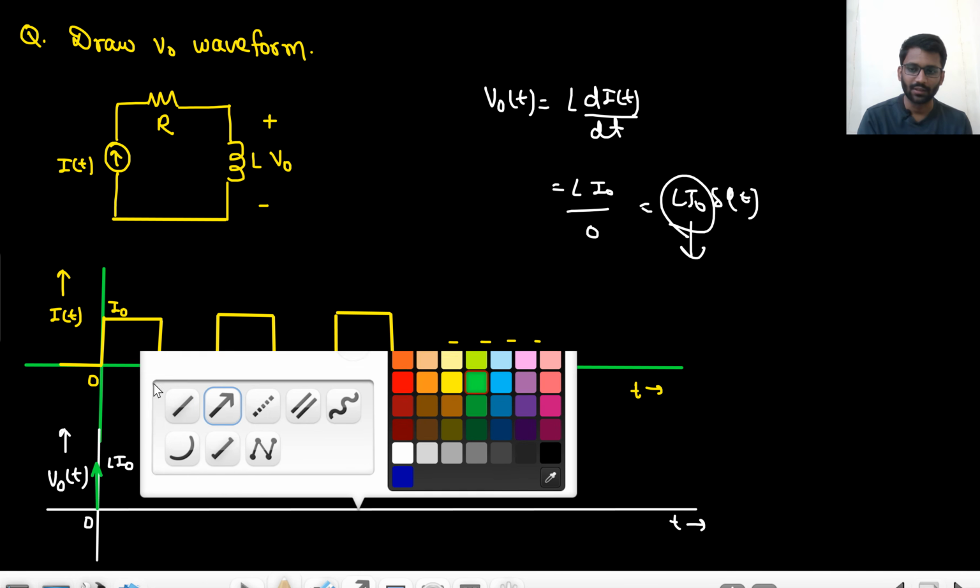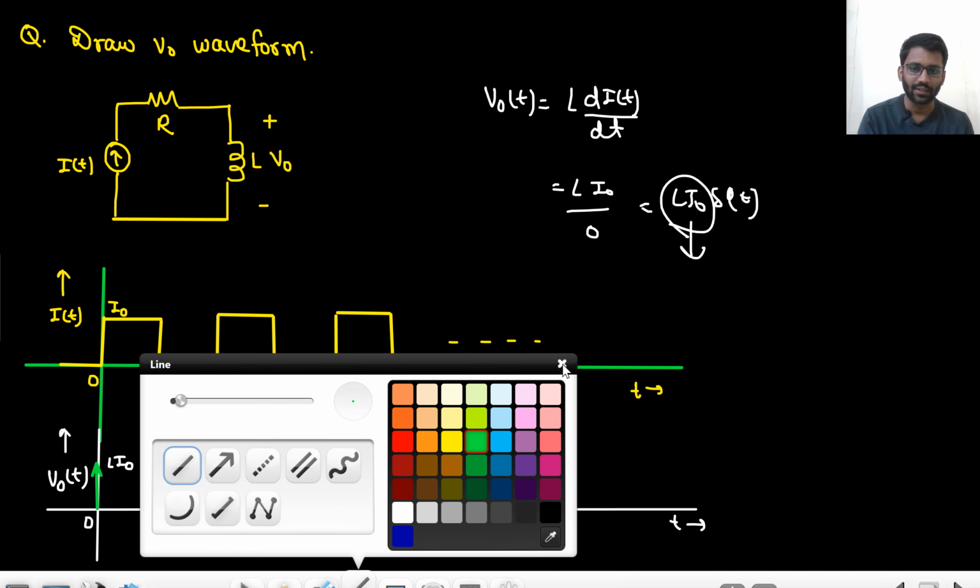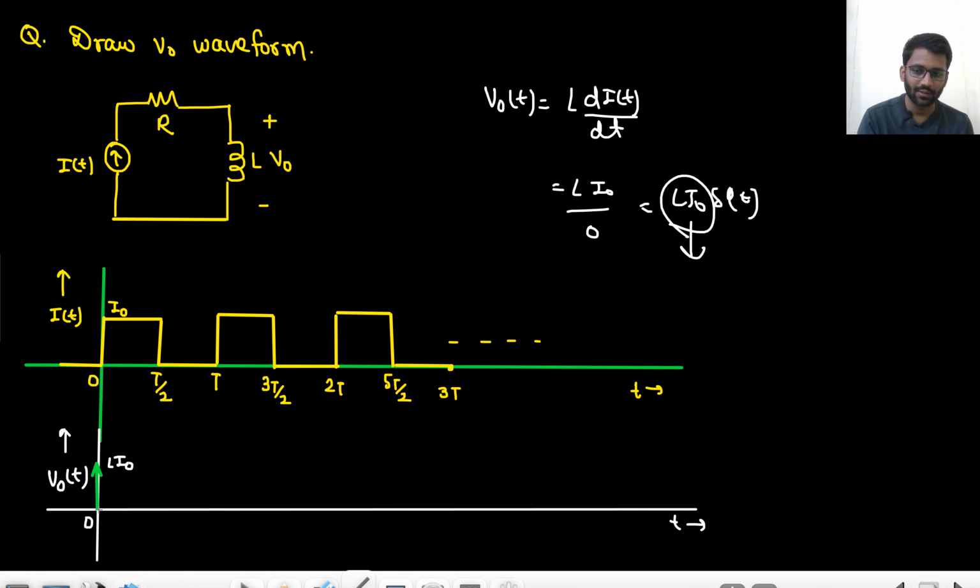So this is what I am saying. Now the current is not changing, I naught is constant. What is the differentiation of a constant value? That is 0. Now at t by 2, what will happen? At t by 2, the current is changing from I naught to 0. So what is the change? I naught to 0 in no time.